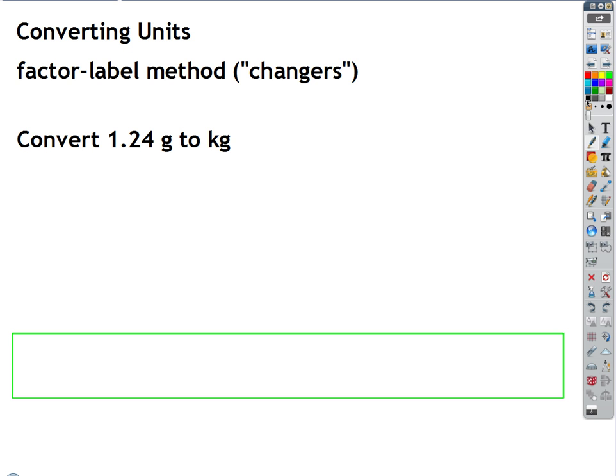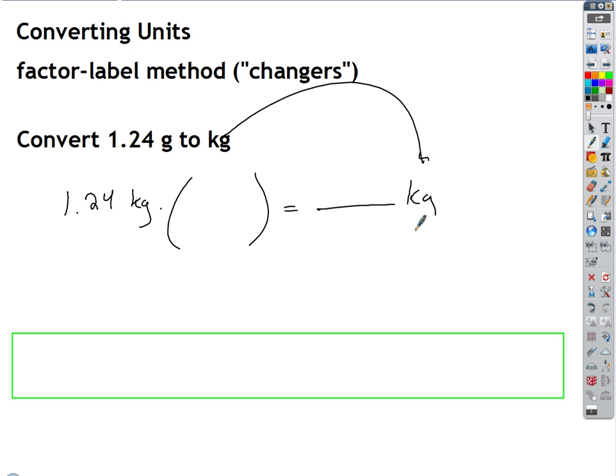So when we use the factor label method, or the changer method, here's how we do this. 1.24 kilograms times something is going to equal some number of kilograms. Oops, grams. Oh, hang on, I've got it backwards. That's supposed to be grams, isn't it? Okay, so talk to me about this. What do we do? Count the number of kilograms.